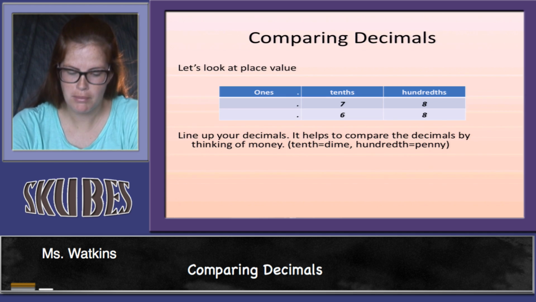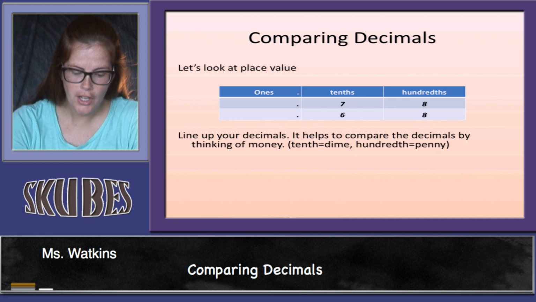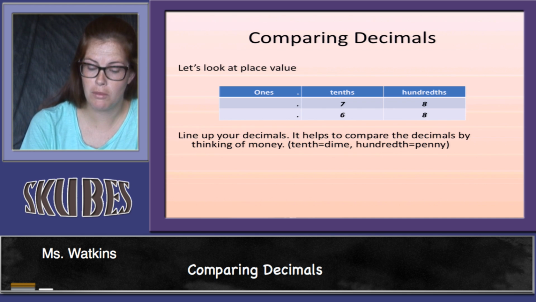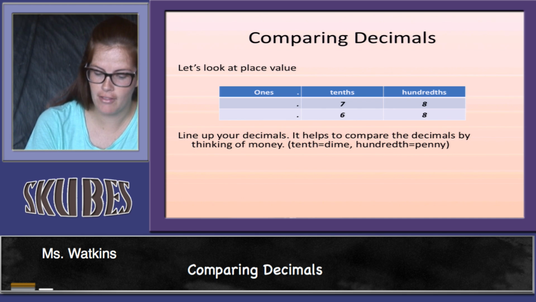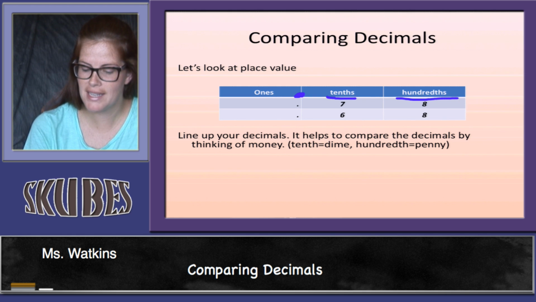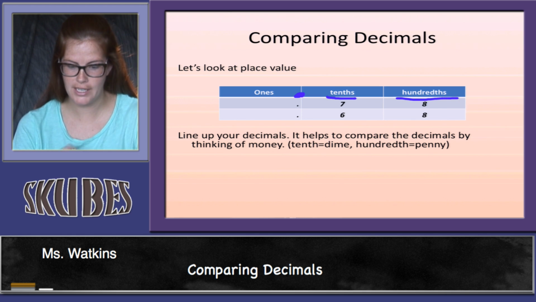All right, let's look at the place value chart for a minute. When we're comparing decimals, you need to know the place value of the decimals. We have the decimal point, and then we move over to the right, and we have tenths, and then our next place is hundredths. That's how far we need to go up to.